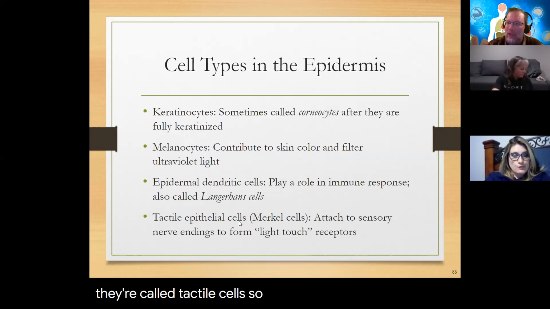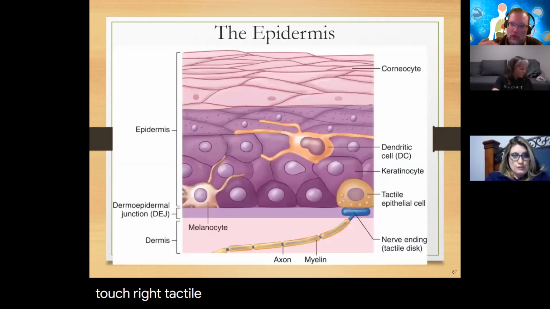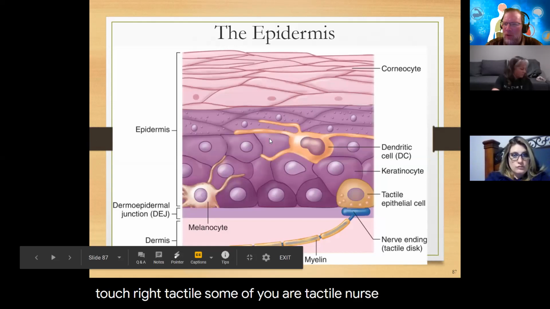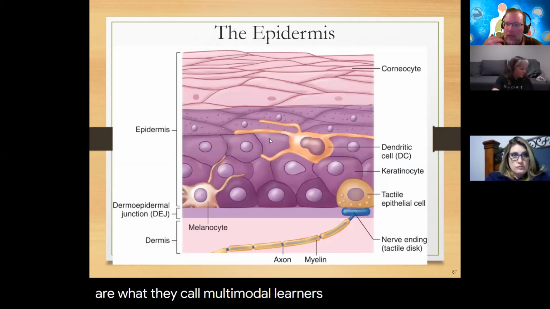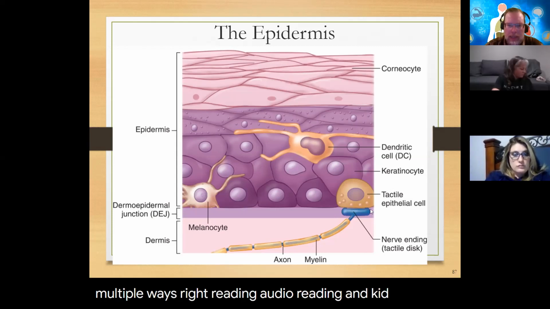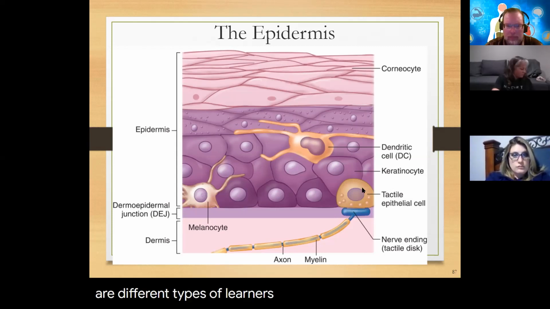So tactile has to do with touch, right? Tactile. Some of you are tactile learners, or your children are tactile learners. Most of us are what they call multimodal learners, meaning we learn by hearing, we learn by seeing, we learn by doing, we learn in multiple ways, right? Reading, visual, audio, reading, and kinesthetic are different types of learners. Most of us are a little bit of all of them.